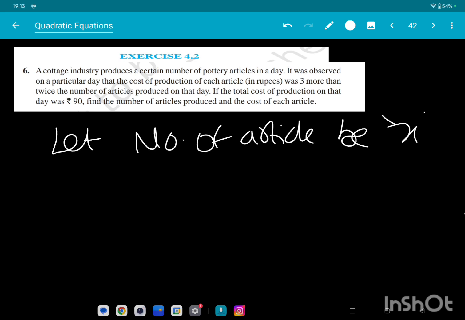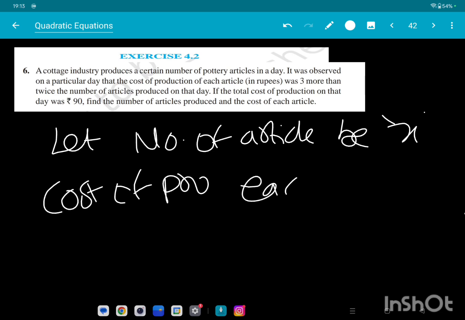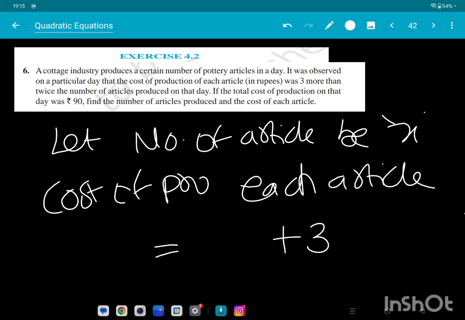The cost of production of each article is equal to 3 more than twice the number of articles. So 3 more than means plus 3. Twice the number of articles means, here we assume that the number of articles will be x, so twice the number of articles is 2x. 3 more than twice the articles is 2x plus 3.